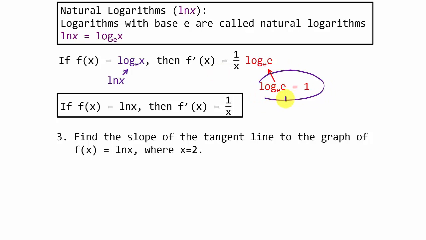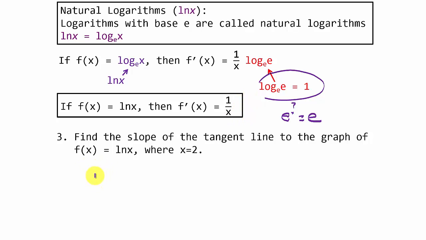If we evaluate log base e of e, we want to know e to the power of what is equal to e. Well, we can clearly see it's 1. Therefore, if our function is the natural log of x, then the derivative is just 1 over x, since log base e of e is 1.